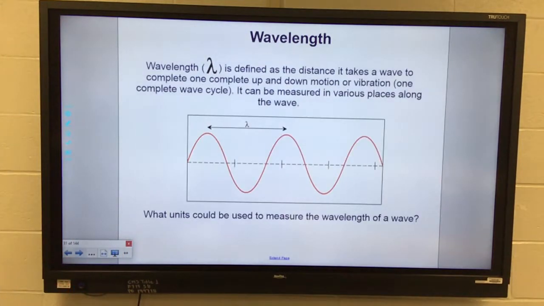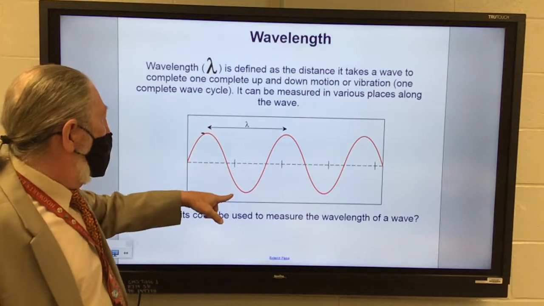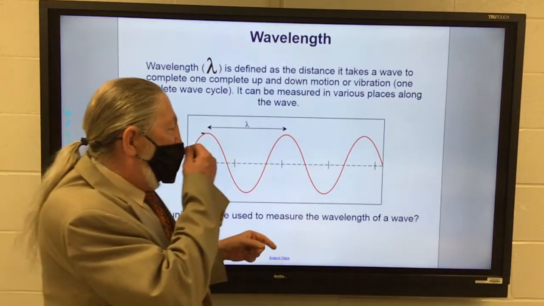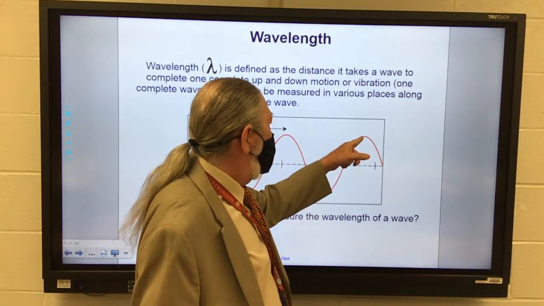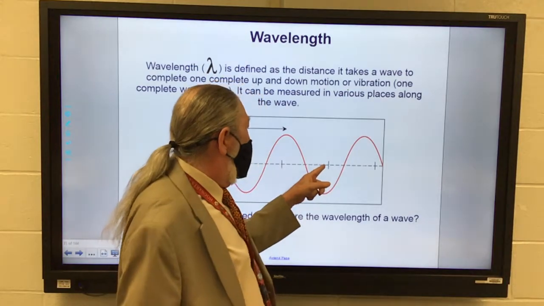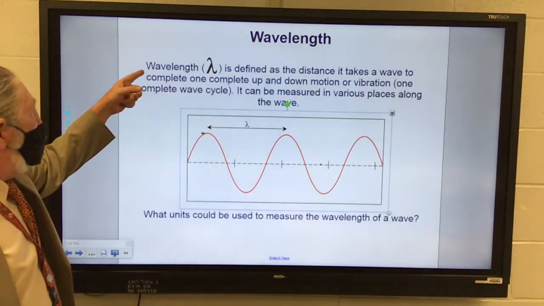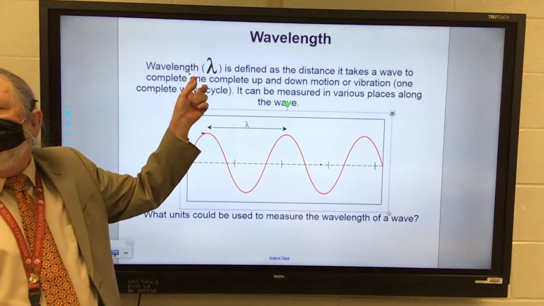Okay, let's move on here. So we talked about the crest, that's this right here. We talked about the trough, right? And we talked about the amplitude. The amplitude's from the rest position to the top, the crest, or from the rest position to the trough. And so now let's talk about wavelength. Look at this symbol right here. It looks like an upside down Y to me.